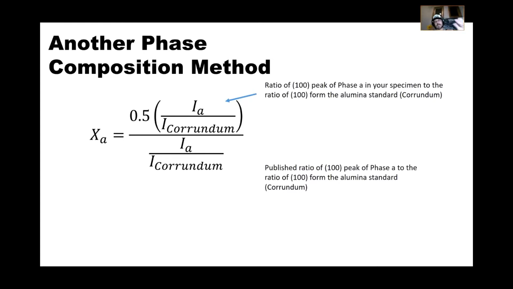This is another thing though, right? If I have this new material system that no one else has done work with, it only works if I know the published ratio of the intensity of the 100 peak of your mystery phase to the 100 from the standard corundum. It would be this ratio. And kind of goofy though, because you would have to have some published data. So again, not very straightforward.